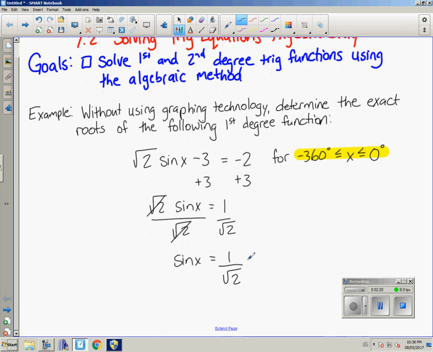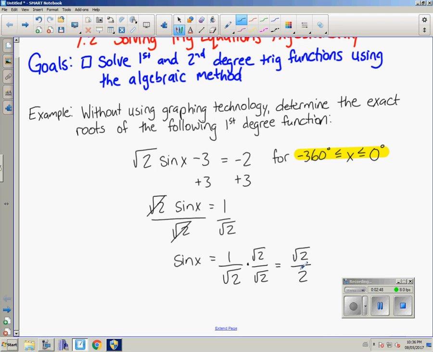Now this is in a form that we're not really familiar with. We're familiar with no radical numbers on the bottom. So we're going to rationalize the denominator and see if we can get it into a form that we're more familiar with. To do so, I'm going to multiply by the square root of 2 over the square root of 2. So you can see here that I've really multiplied by 1, and I'm allowed to do this. This gives me the square root of 2 over 2.